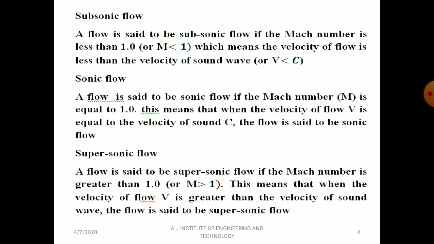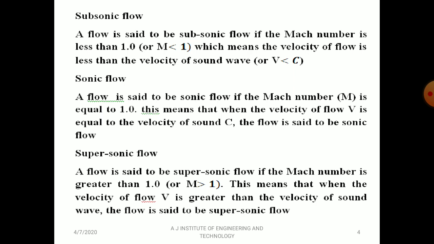Next, let us define what is subsonic flow, sonic flow and supersonic flow. Subsonic flow: a flow is said to be subsonic if the Mach number is less than 1.0, or M is less than 1. From the Mach number definition M equal to V by C, in order to get Mach number less than 1.0, C should be greater than V. That means the velocity of flow V is less than the velocity of the sound wave C, that is for subsonic flow.